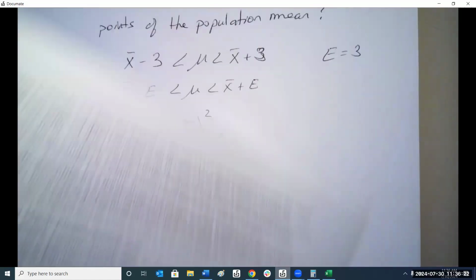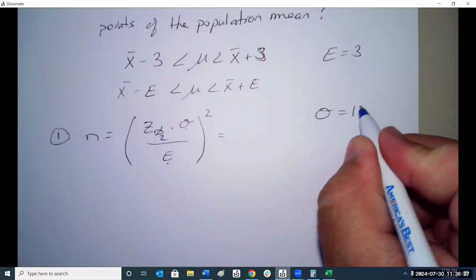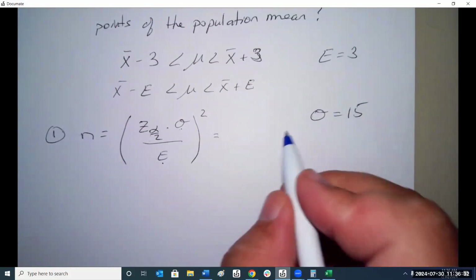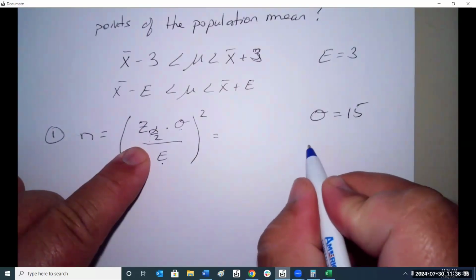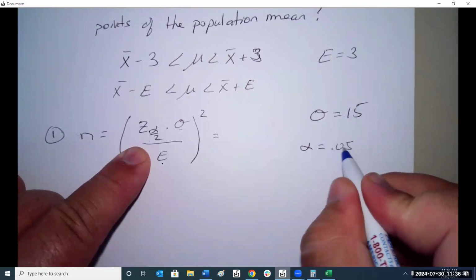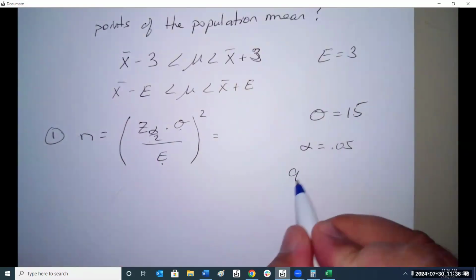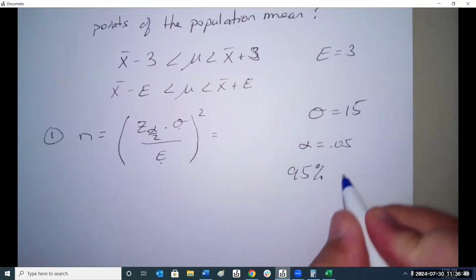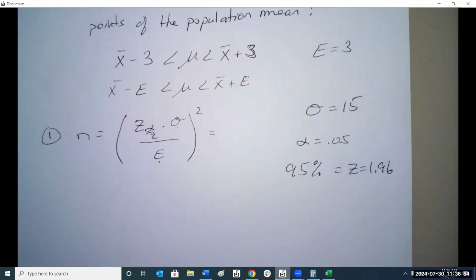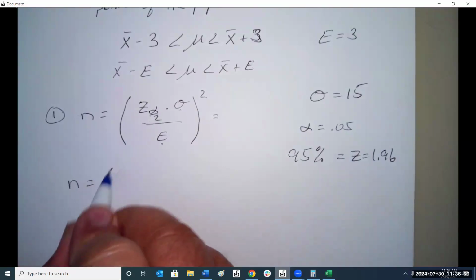So for our example, our rho is 15. Our Z value, with alpha 0.05, again at a 95% confidence level, we know our Z value for that is 1.96. We did that yesterday. So let's figure out what our sample size has to be.